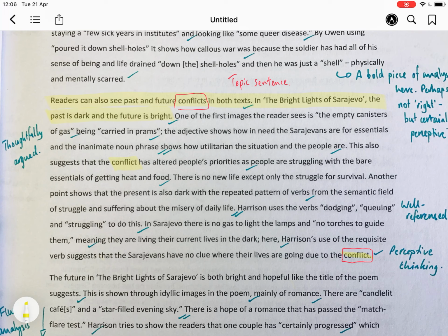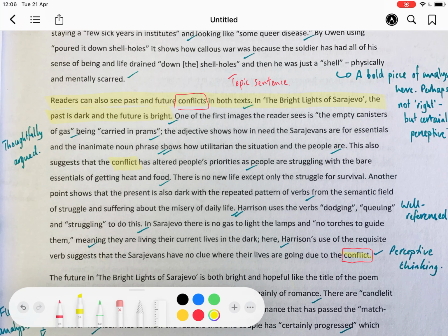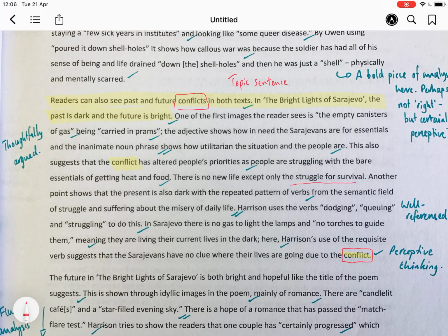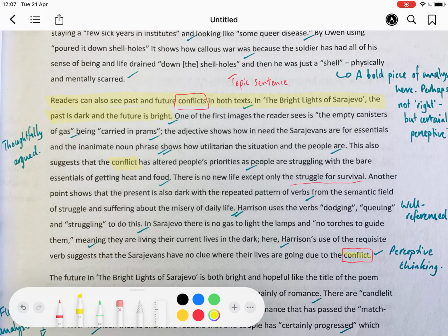They also use what we might call synonyms for conflict. So it's not always conflict. Sometimes they're referencing the struggle for survival, which means the same kind of thing as conflict, doesn't it? So they're always doing the question. Important. They're not veering off it in any way, shape or form.